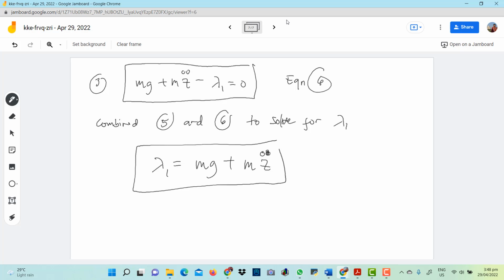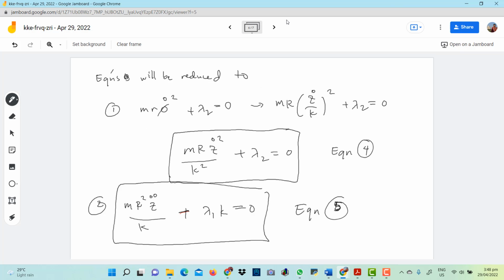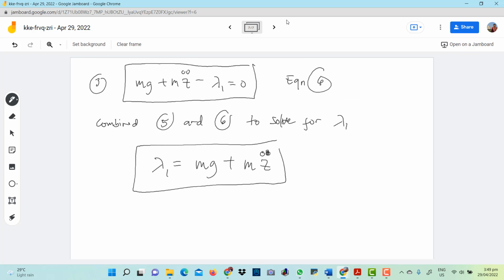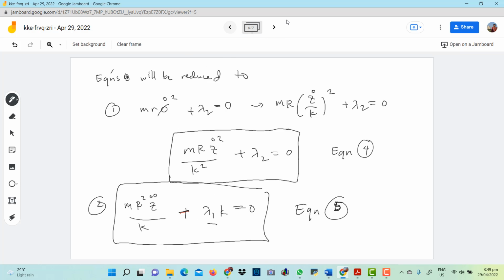Again, if I combine equation 5 and equation, it's from equation number 5. If I solve for lambda 1 there, I get lambda is equal to mg plus mz double dot. Will the k cancel out? It should not cancel out.